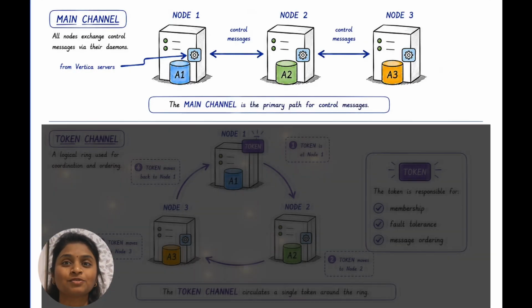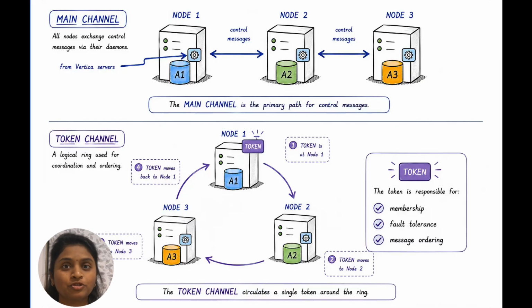That token is responsible for three things. First one is membership. As it circulates, the ring always knows exactly which nodes are present. If the token can't complete its loop, it means that a node has dropped out. Next is fault tolerance. That same mechanism is how spread detects a failure and reforms the ring around it. And the third one is message ordering. Because the messages are tied to the token's trip around the ring, every node sees them in the same order. So one circulating token gives the whole cluster a single agreed view of reality.